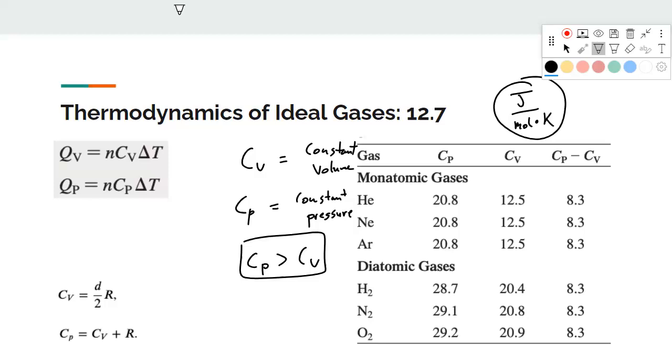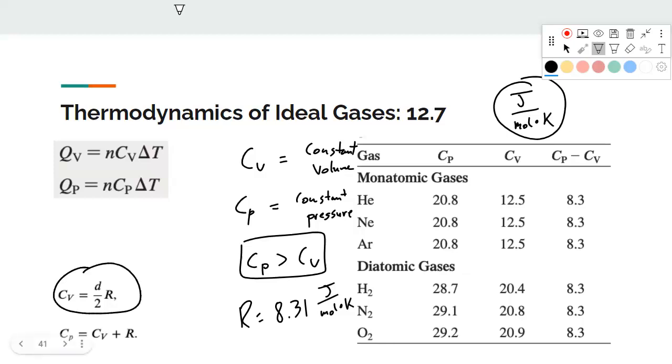And in fact, it's bigger by a very nice number. This R here is the ideal gas constant. So 8.31, whatever, joules per mole Kelvin. You can see it even has the right units automatically, which you can check with the ideal gas law. And so then there's a really nice way to figure out what these numbers are. If I know what CV is, I just add R to it and I'll get CP. And so we have a separate formula to get CV initially.